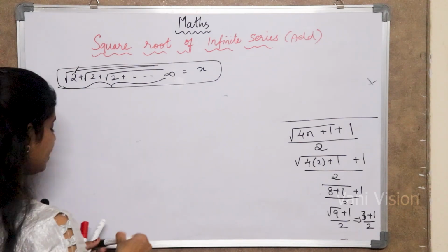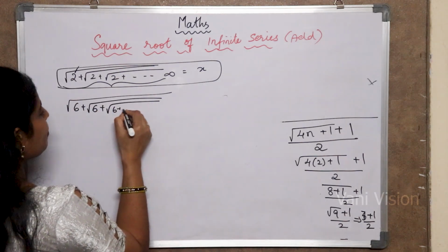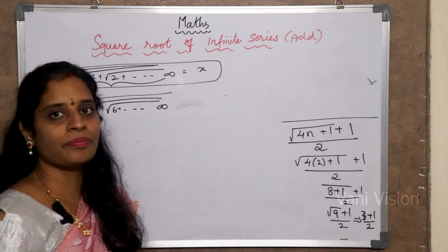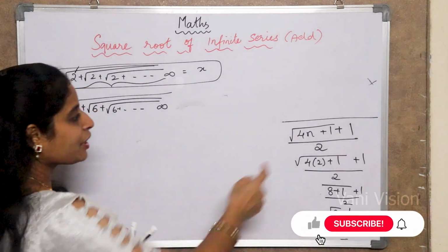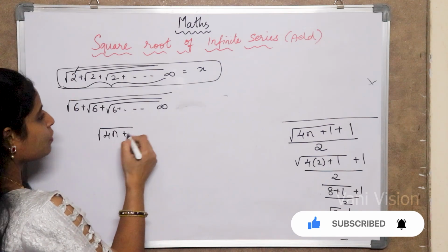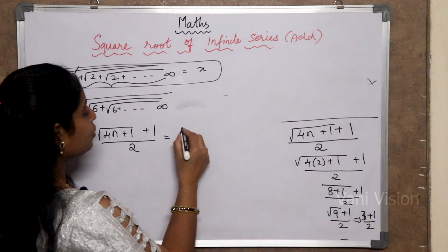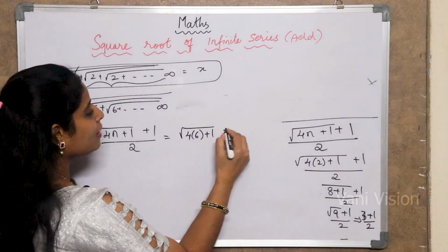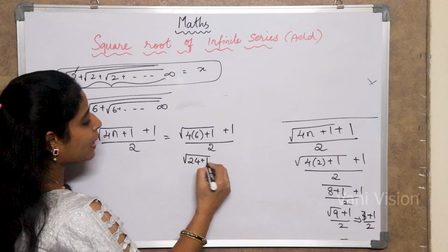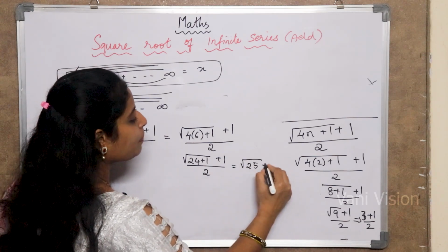Then the next example I am taking is root of 6 plus root 6 plus so on, infinity, is equal to x. Sorry, the infinity value we wanted to know. Clear? So now, what formula are we going to use? By using the formula we are going to find out: root over 4n plus 1 by 2. N value is what? 6, right? Root over 4 into 6 plus 1 by 2. Now root over 24 plus 1 by 2. Now root over 25 plus 1 by 2.